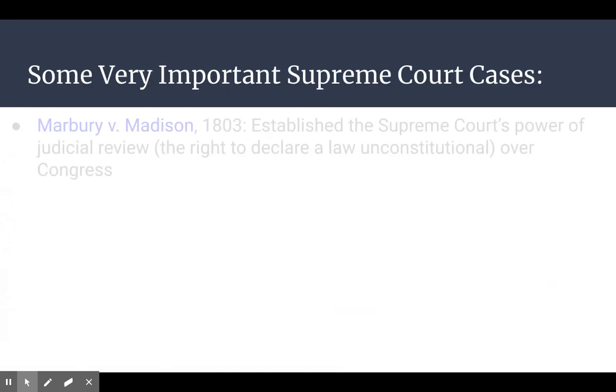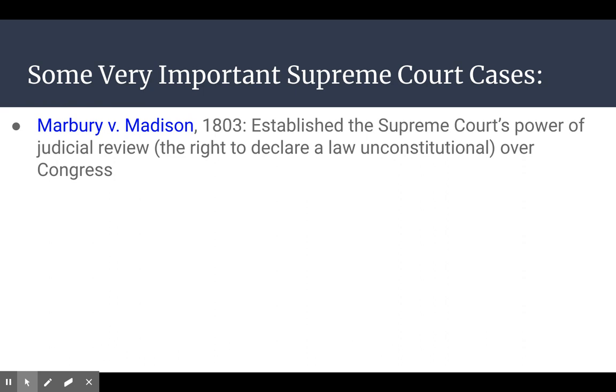Okay? Here are some very important Supreme Court cases. There have been thousands of Supreme Court cases, but these are the most significant. Probably the earliest and most significant, the one that really gives the Supreme Court the power it has today, is Marbury versus Madison. It was in 1803, and I'm not going to go into all of the details here because this is just a basic gov class. But really, it established the Supreme Court's power of judicial review, the right to declare a law unconstitutional over Congress.